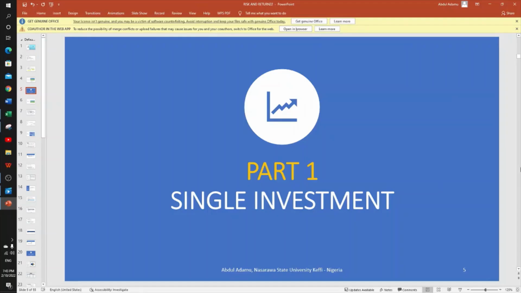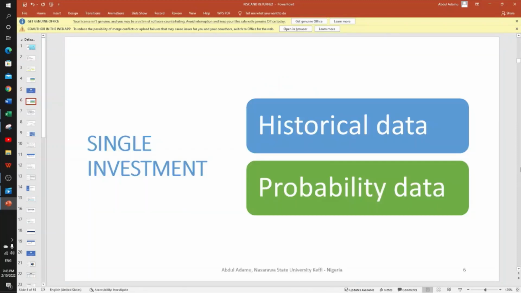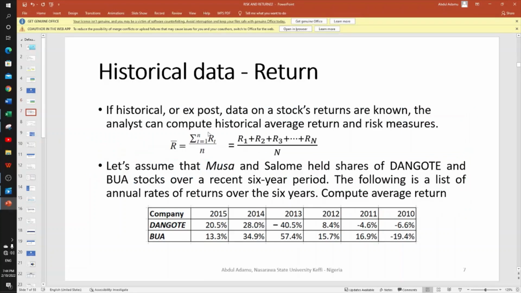Which is risk and return of a single investment. Now, for this, we are going to look at two types of data: historical data. If you look at returns in the past, we can decide to look at their risk and return, hoping those returns will be replicated in the future. Then we also look at probability data, that is expected return in the future. So we start with historical data.